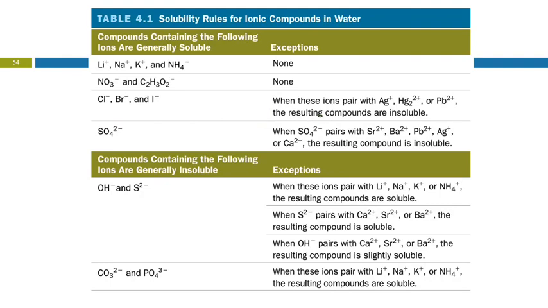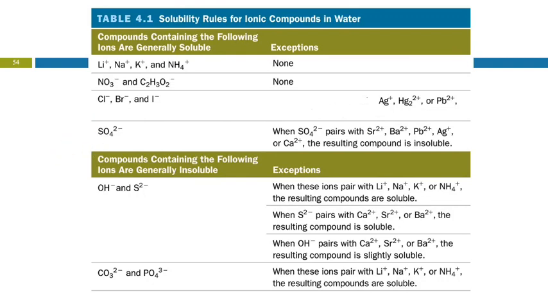Let's see. So I think it's actually helpful to just get rid of a lot of these words so they don't muddy it up. Those are the exceptions. If you have silver, mercury, or lead with chloride, bromide, or iodide, it's not going to be soluble. So there's that silver chloride that we saw.